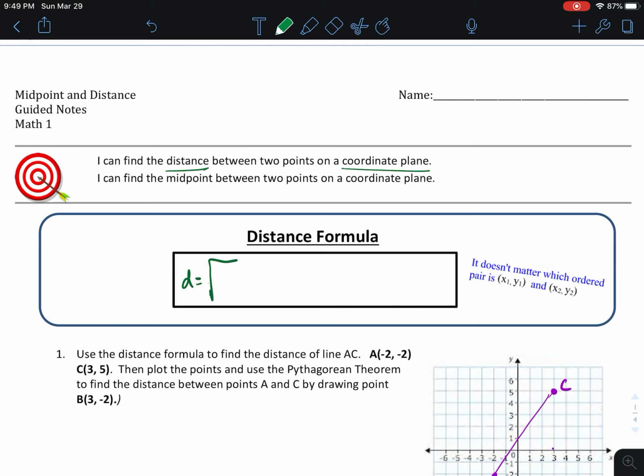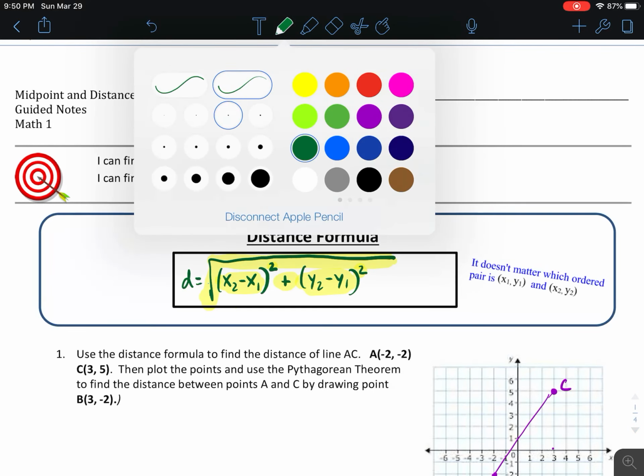Distance equals a big square root, because there's a lot of stuff that goes under there. It's x2 minus x1 squared plus y2 minus y1 squared. Now that might seem like a lot, but all you're really doing is subtracting the x's, second x minus the first x, squaring it, subtracting the y's, second y minus the first y, squaring it, adding them up, and then just taking a big square root of the whole thing. Okay, I'll show you how it's done. It's really easier than it looks.